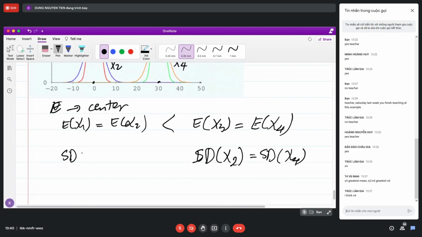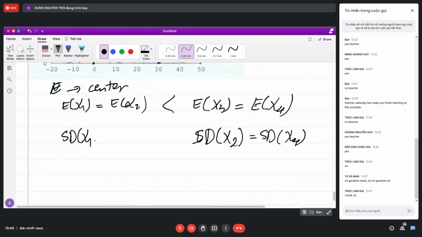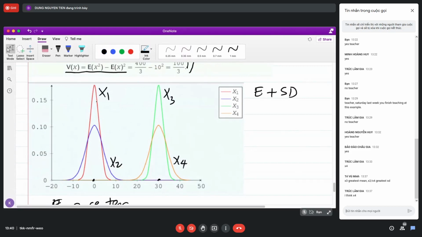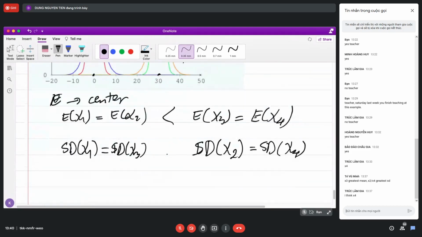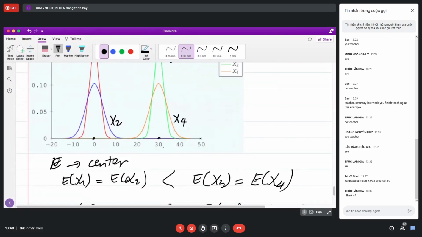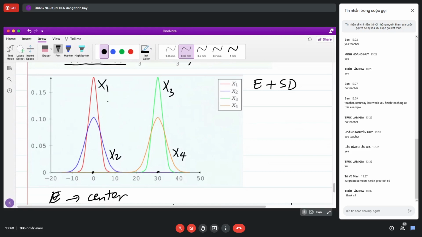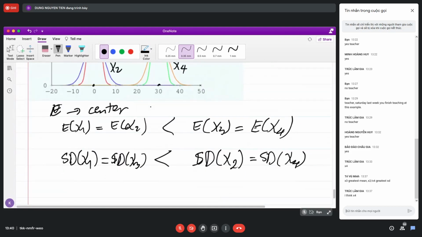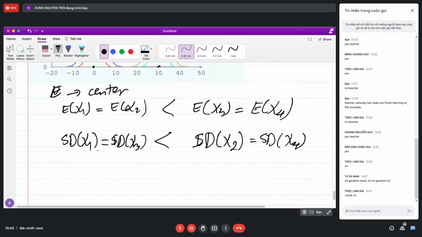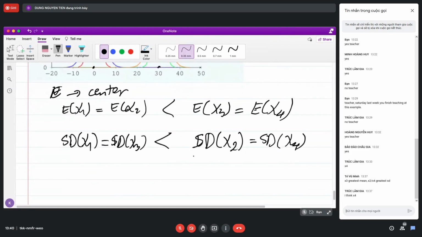The standard deviation of x1 and x3 are the same because the red and green distributions have the same shape, so they have the same standard deviations. And you see that because the red and green distributions look thinner, they have smaller standard deviation. So if you have a look at these two inequalities, you can conclude that x4 will give you the greatest sum. Is that clear?